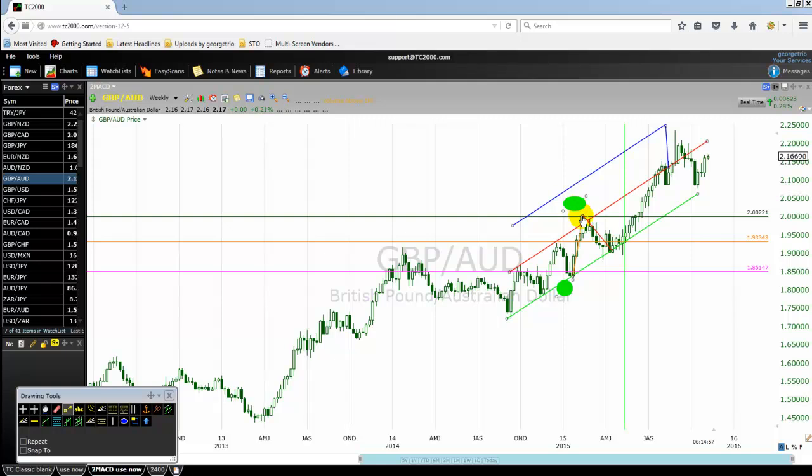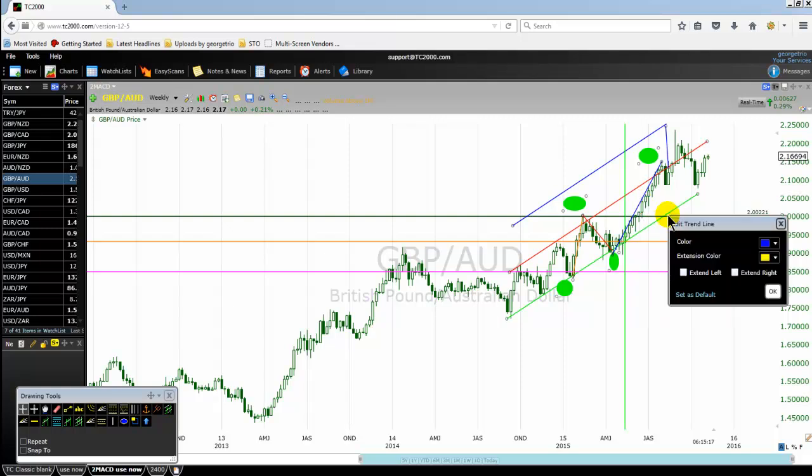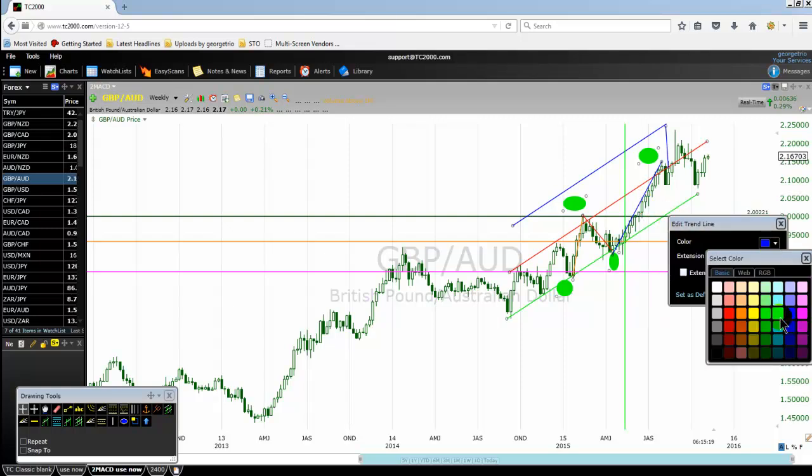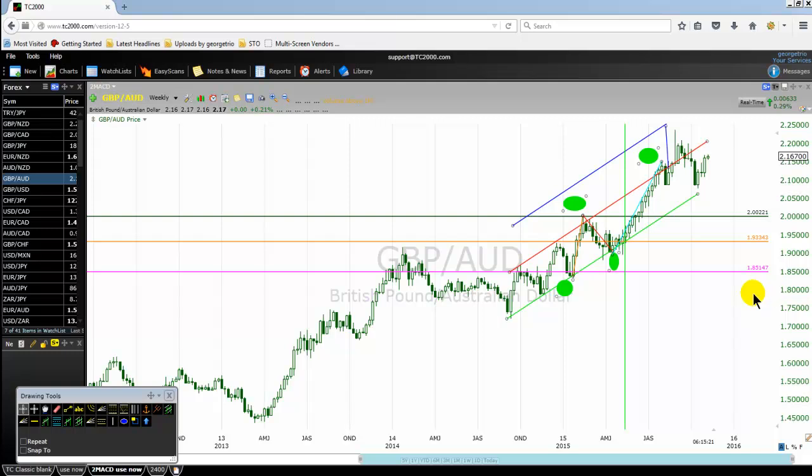So this is my second Elliott wave from here down to this point. I will also highlight my second Elliott wave. That's the red line here. And my third Elliott wave is from here all the way up here. So I will also highlight my third Elliott wave. I will color my third Elliott wave in turquoise. Turquoise, beautiful color.